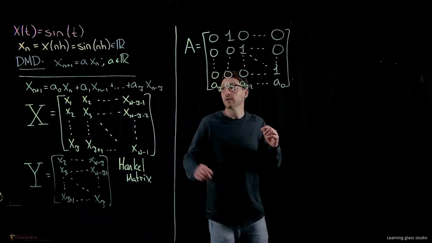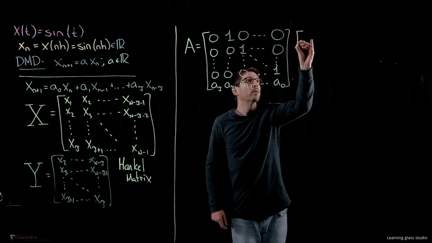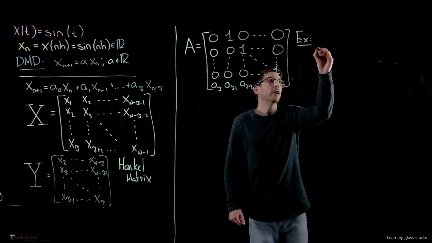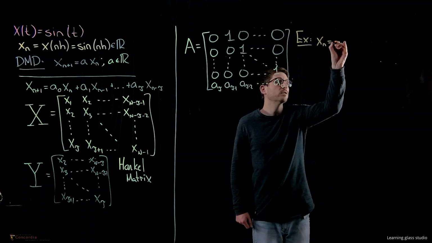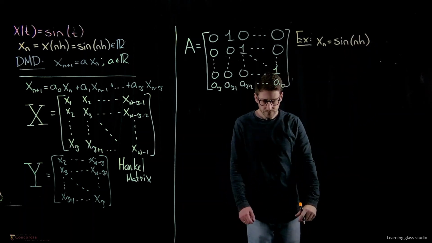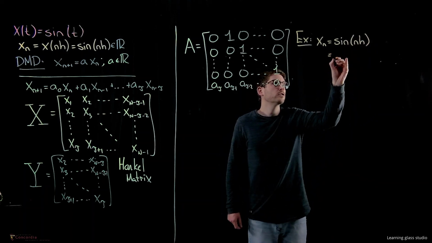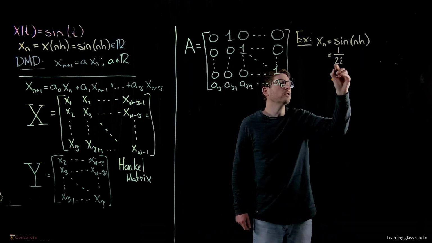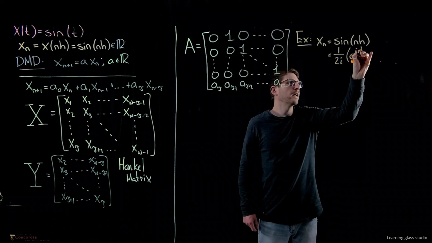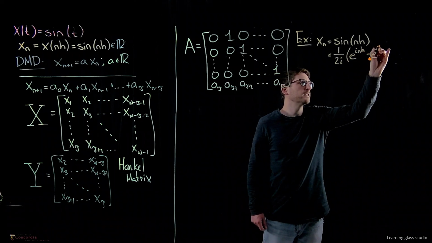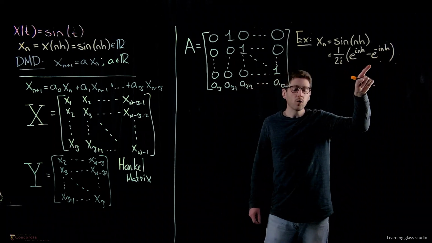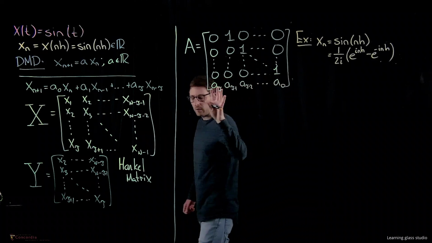Let me show you a specific example. Let's go back to where we started with my sine curve, okay? So in this case, I've got x_n equal to sine of n times h. Now, I want to just write something here for you. I want you to notice that in complex coordinates, it looks like this: e to the i n h minus e to the minus i n h. So what I've done here is going to be important for the general theory that I'm going to outline in a second here.